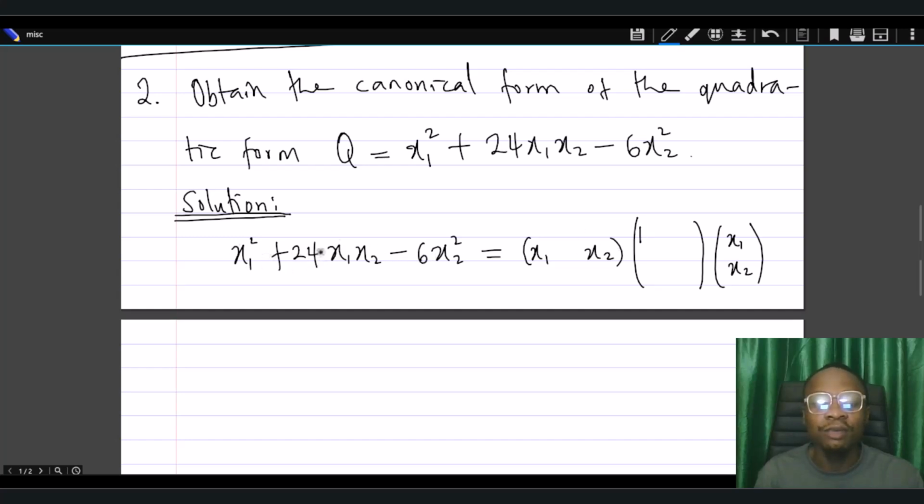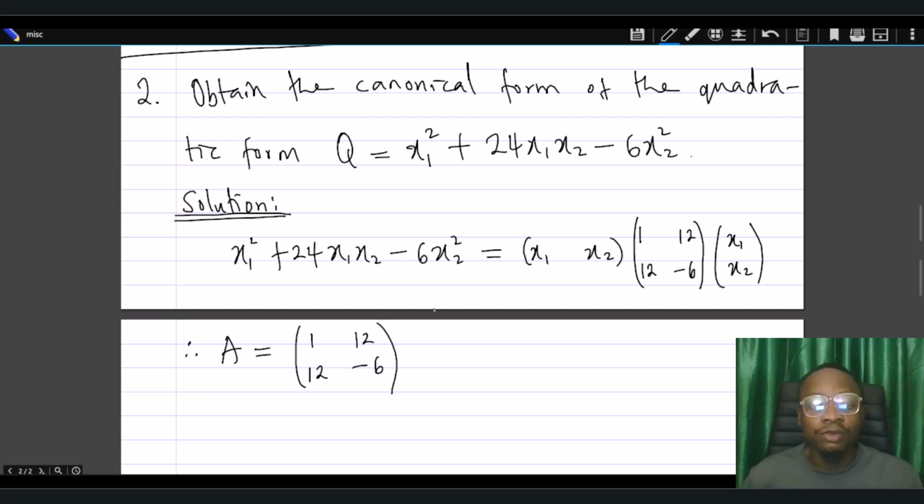Then for the second one, we have x1 x2. So x1 x2 is here, but that will also be here. We have 24 divided by 2, that is 12. So we have 12 here and 12 here. Then we have x2 x2, that is x2 squared, here. That is minus 6 because it appears only once. So the matrix representation, or the symmetric coefficient matrix, for the quadratic form is A equals [1, 12; 12, -6]. Okay, so that's all.